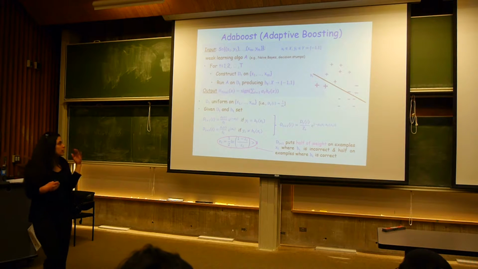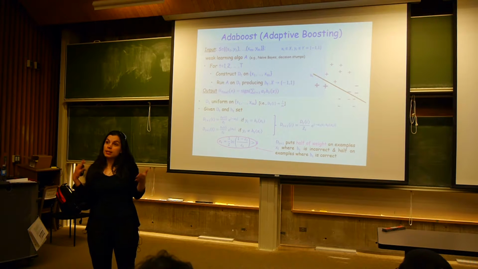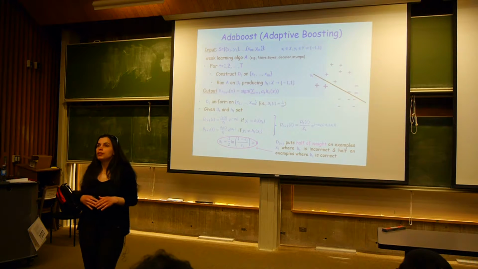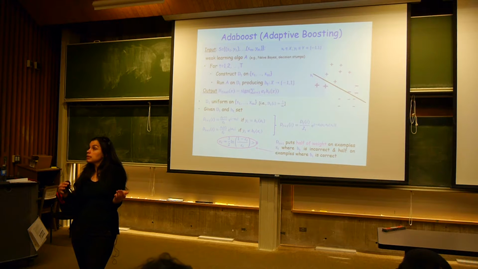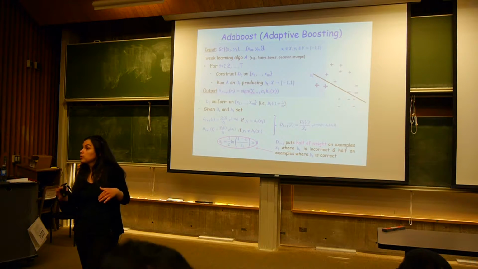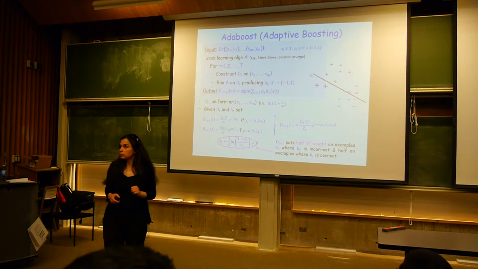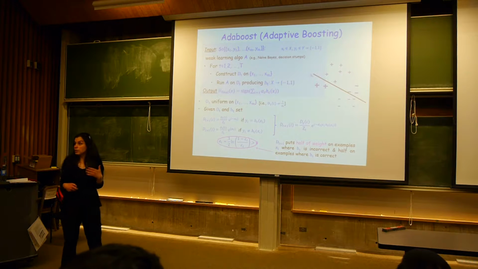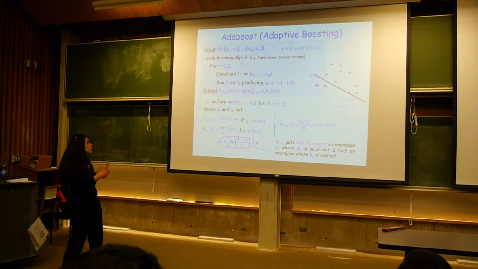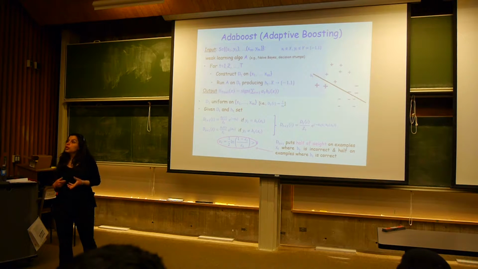The easy way to remember it is that we create a new distribution D_{t+1} that has exactly half of the weight on the examples on which the previous classifier h_t was incorrect, and exactly half of the weight on the examples on which the previous classifier h_t was correct. Okay, so it's very easy to remember. And that's pretty much the algorithm, right? Then we go for a number of rounds, and at the end of the day we output a classifier which is a weighted majority vote of the weak learners we've generated so far, right?